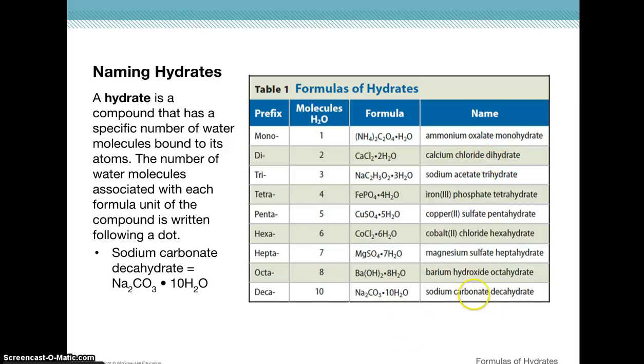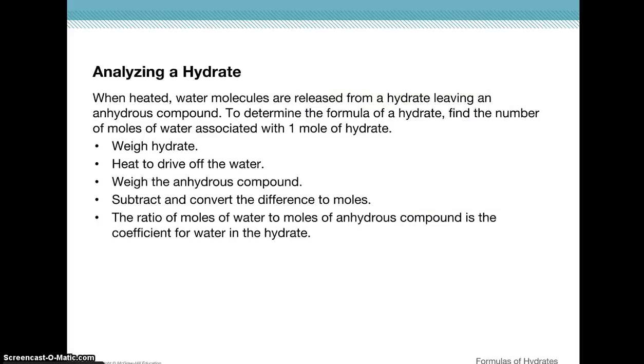Okay, so the first part, the ionic compound part, is named the same way we know how to. And then for the second part, the prefix says how many waters are attached to that compound. Now, when we analyze a hydrate, basically what you would do is try to figure out how many water molecules are attached. So you're trying to figure out the formula.